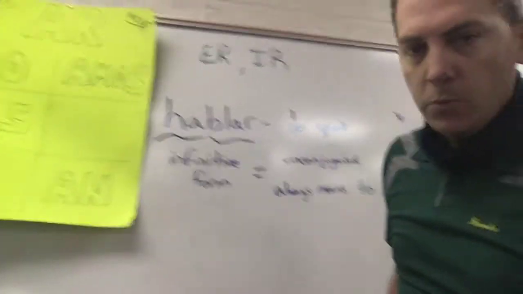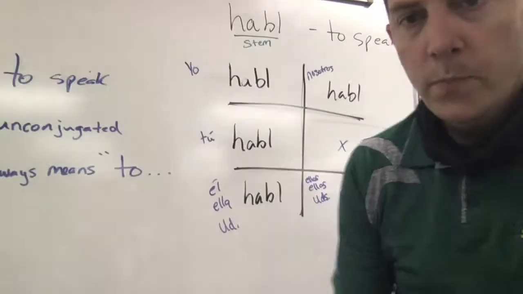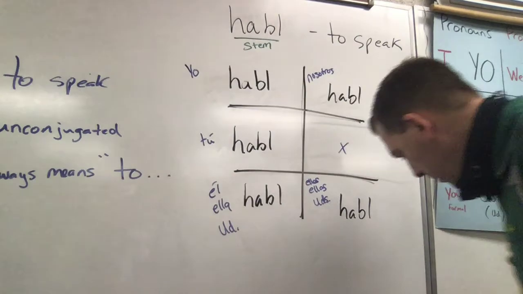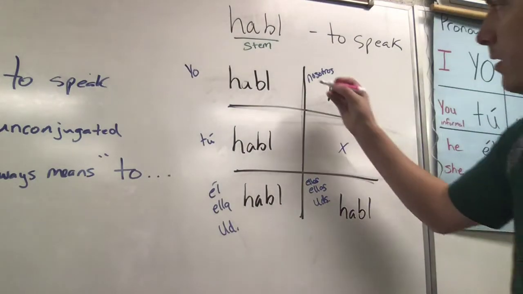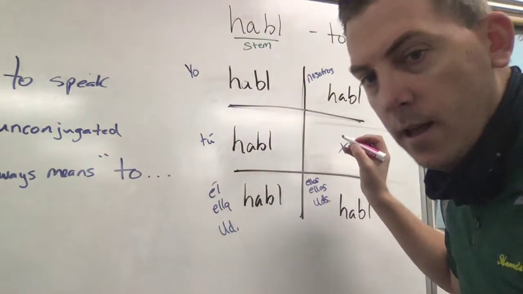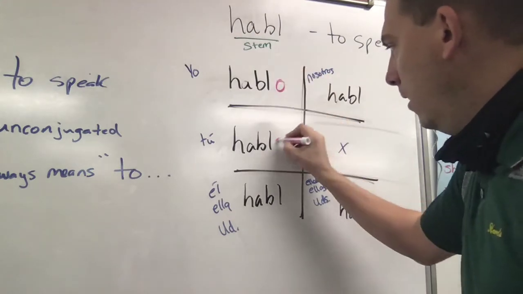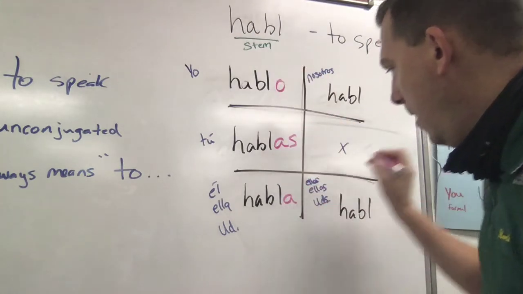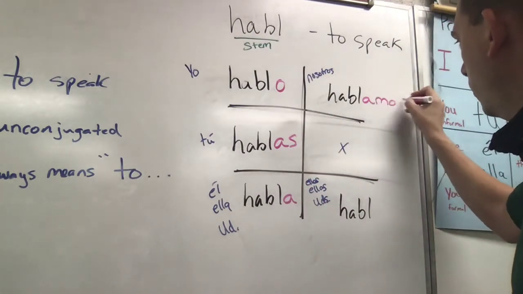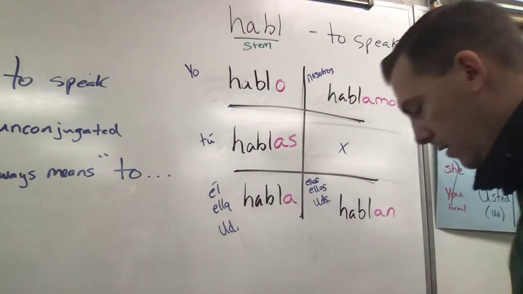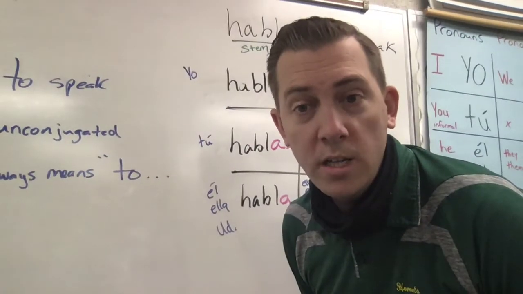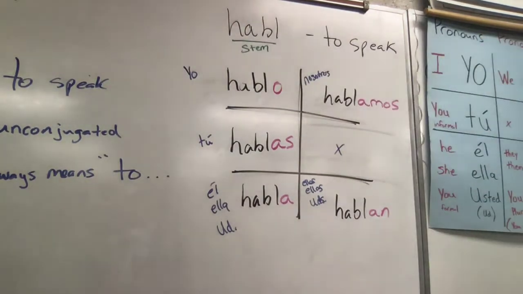So what are we going to do? We are going to insert them into our verb chart. So hit me with the beat. O, as, a, amos, an. We just conjugated our first verb.